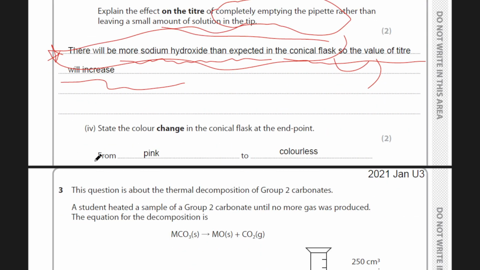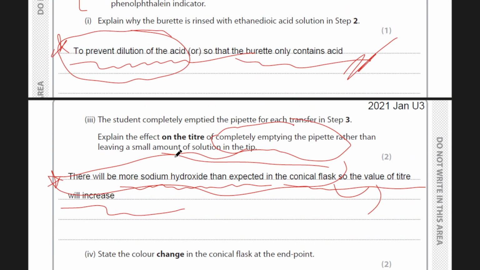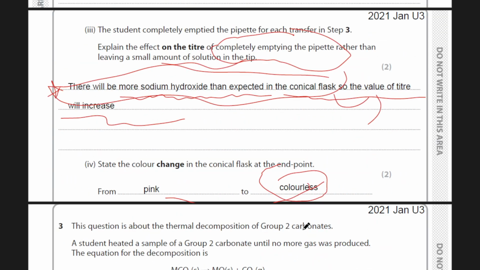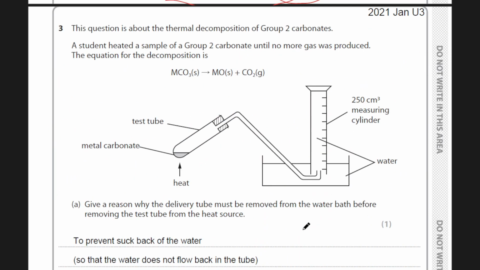Okay, state the color change in the conical flask at the endpoint. Now, since phenolphthalein is used, it's going to turn from pink to colorless, considering the alkali is basically added dropwise. So obviously, when the alkali becomes neutralized and turns to acidic conditions, under acidic conditions the phenolphthalein shows colorless as its color.